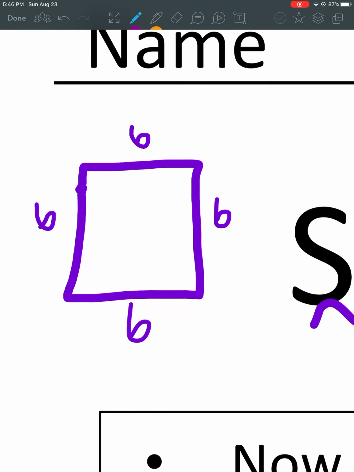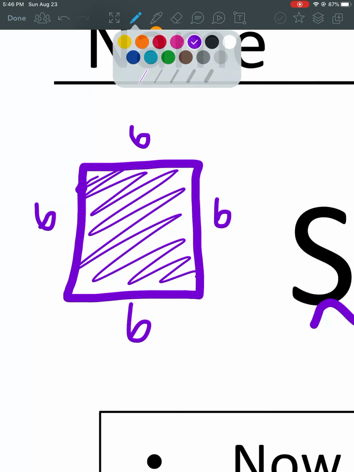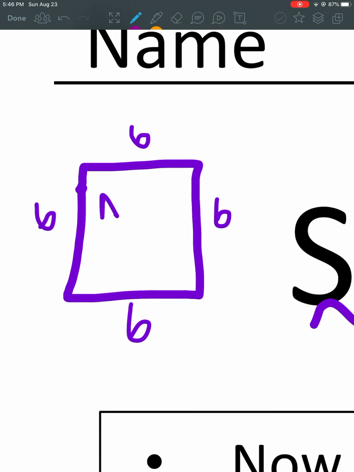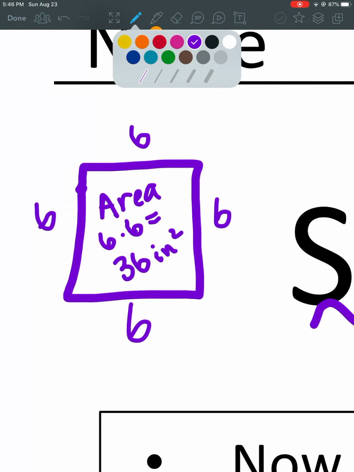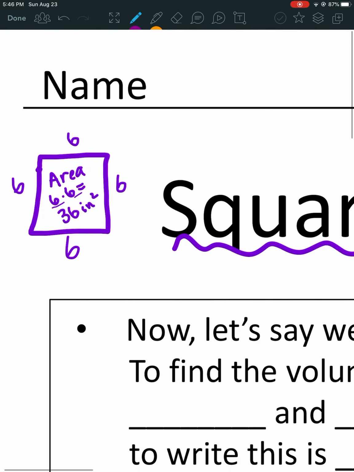If we wanted to find the area of this square, remember area is everything inside of here, all of that space. So to find area, and I'm going to take that away so we can actually read it, we do side times side. So we do 6 times 6, and that would give us 36, and whatever the unit is, feet, inches, centimeters, whatever, let's say inches squared. So that's all that space inside of there. So that's why we call it squaring a number. We take that number multiplied by itself, and that's area.